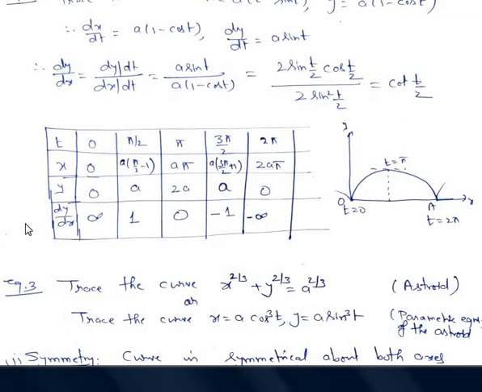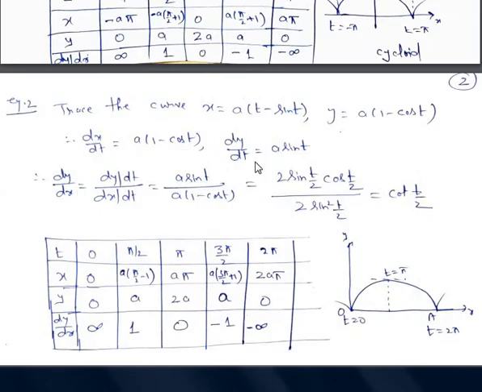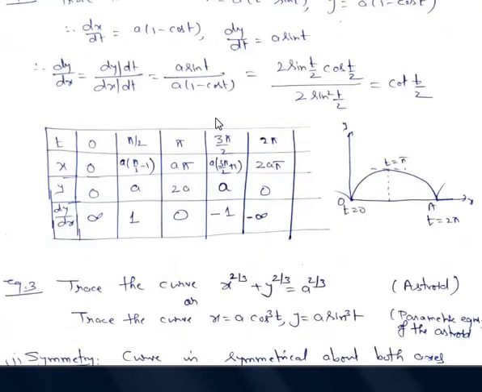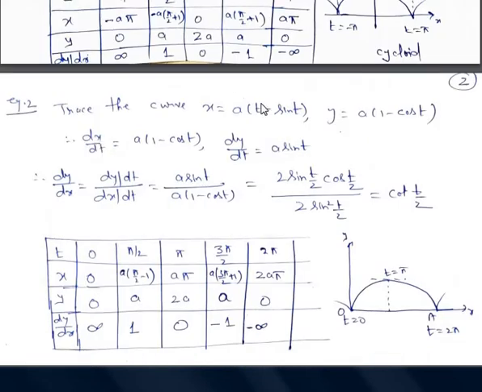Okay, now let's form the table. Because there is a minus sign in the expression for x, we take the limits of t from 0 to 2 pi. So when t is 0, what is x? Sin 0 is 0, so x is 0. Similarly, cos 0 is 1, so y is equal to 0. dy/dx is infinity. That means the tangent is parallel to the y-axis. So at the point (0, 0), the tangent is the y-axis.